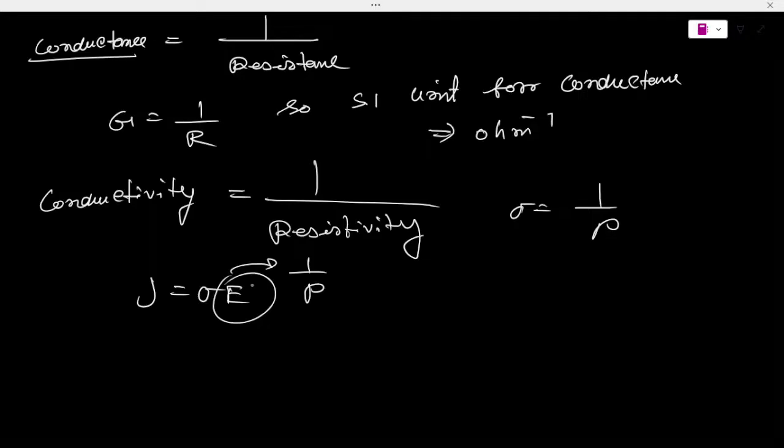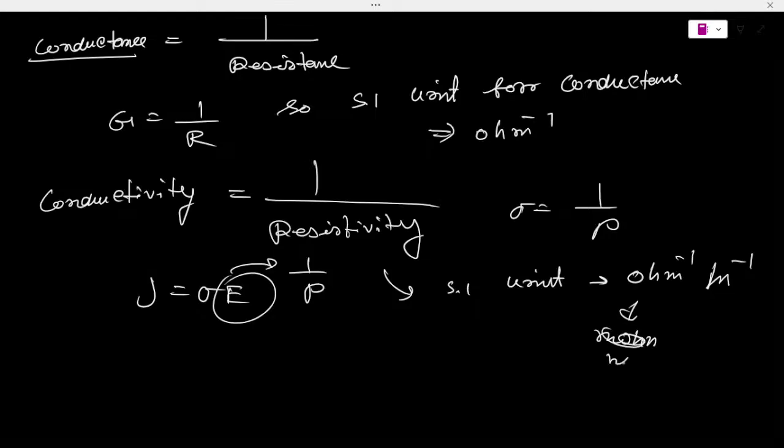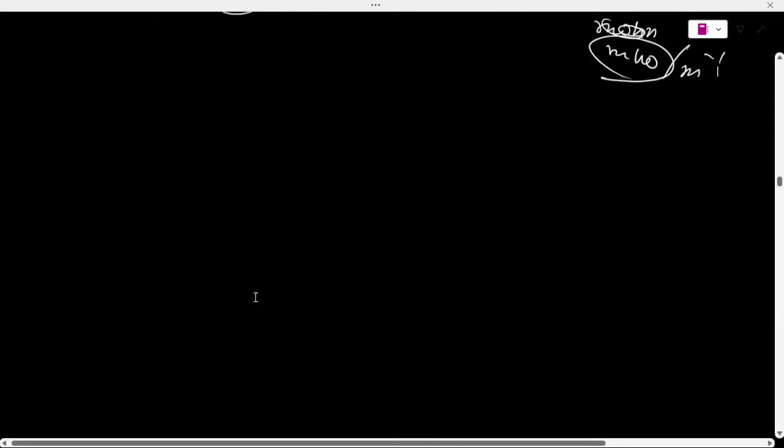The SI unit of conductivity is ohm inverse meter inverse, or mho per meter. Sorry, not centimeter inverse, it is ohm inverse meter inverse. This will be the ultimate unit of conductivity.